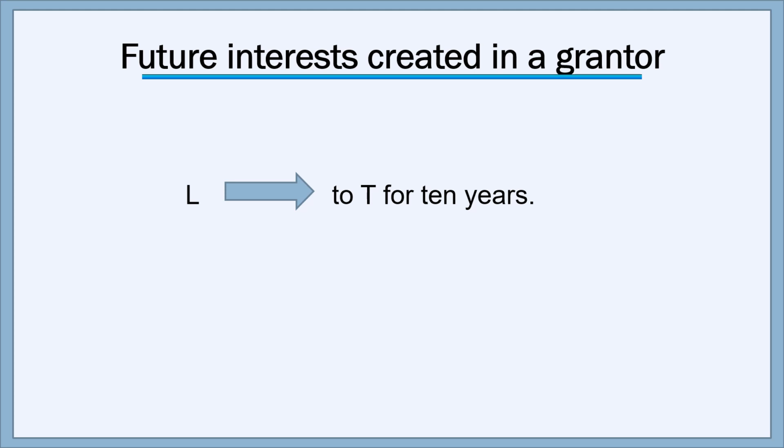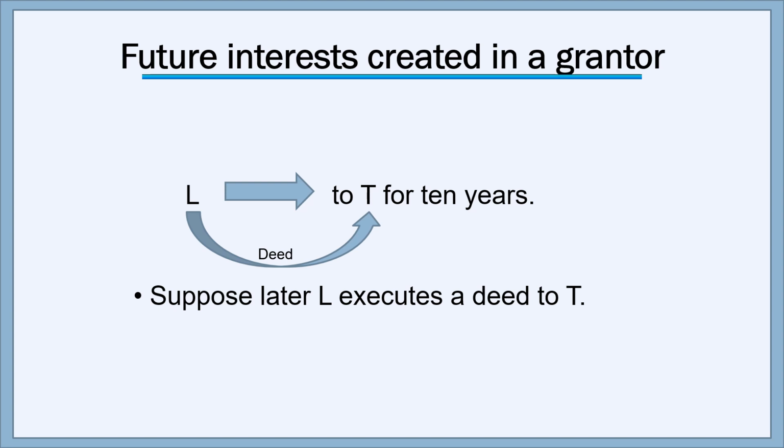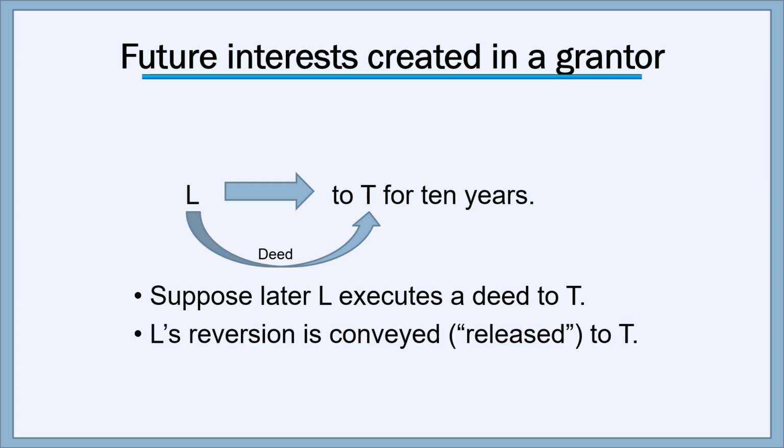So let's play around a little with the example of the landlord leasing to the tenant for 10 years. Suppose after that lease is entered into, the landlord executes a deed, a separate deed at a later time, to the tenant. What does the landlord have to convey by that deed? Well, the answer, of course, is the landlord has a reversion. And so the reversion will pass by that deed to the tenant. Technically, we'd use the term released, and we'd say the landlord releases the reversion, the future interest, to the tenant. But again, don't be put off by the word released. It's simply a conveyance of the landlord's future interest to the tenant.